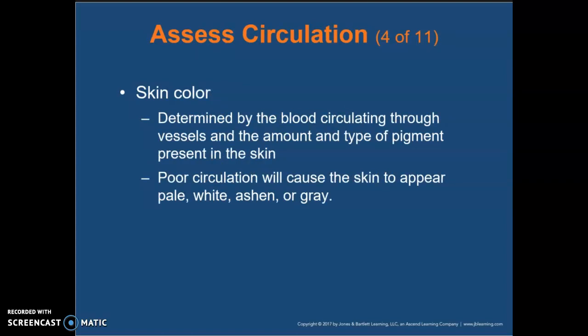You can determine the amount of blood circulating through vessels based on the type of pigment seen on the skin. If the skin is pale, white, ashen, or gray, that means that there's not enough blood getting to the surface to actually perfuse all of that skin. Patients that are having problems with blood pressure tend to be pale, cool, and clammy.